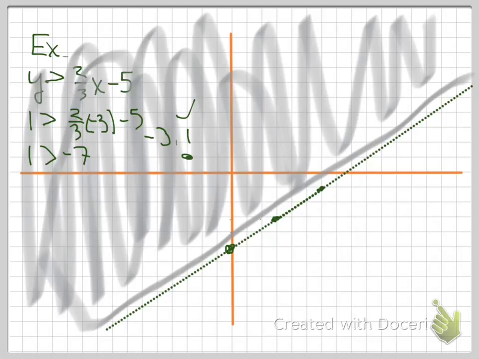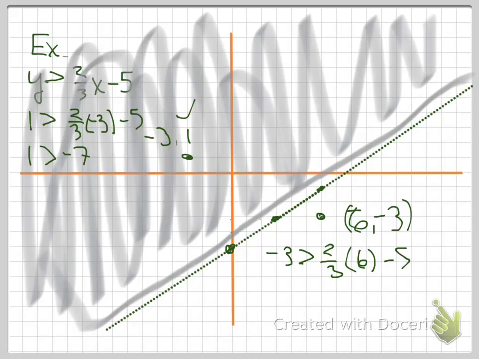Whereas if you choose a point here, 1, 2, 3, 4, 5, 6, down 3, and let's say +6 but -3, and put that in there, you would have -3 is greater than 2/3 times 6 minus 5, which gives you 4 minus 5, -1, so -3 is not greater than -1. So, not true. So you can see any point in this shaded area would be considered a solution, whereas any point outside of it wouldn't. And with inequalities, we're basically dividing this into two sections.